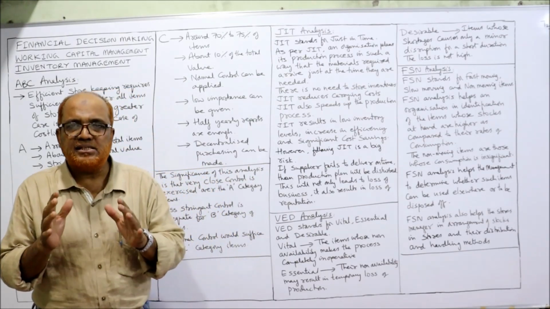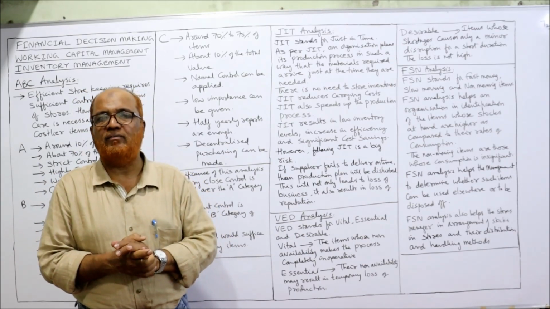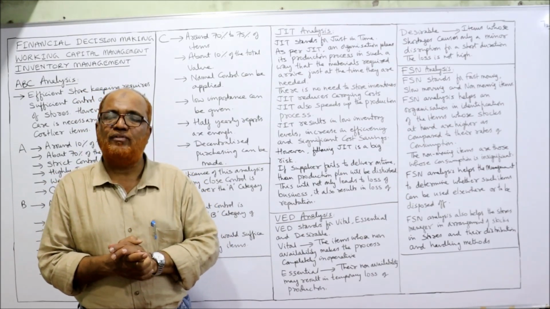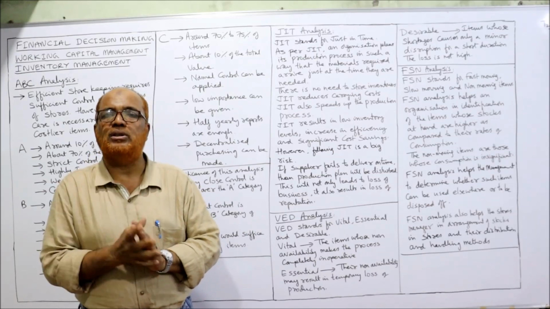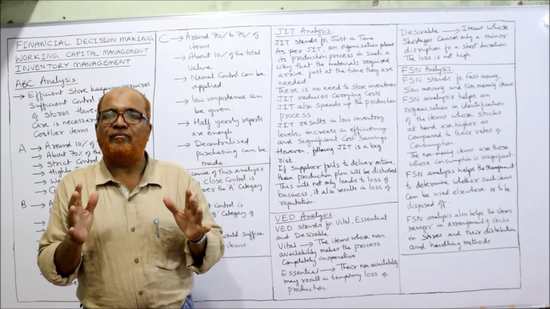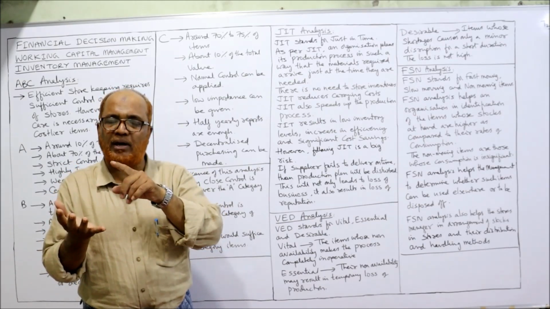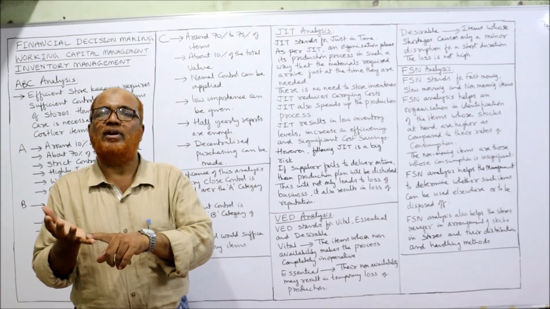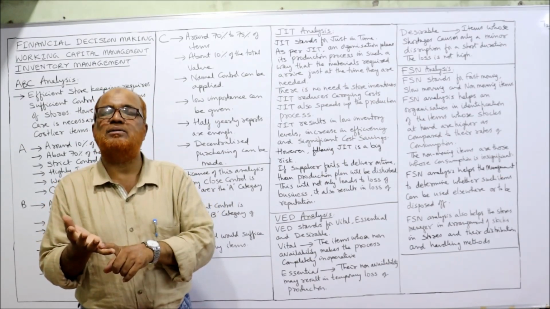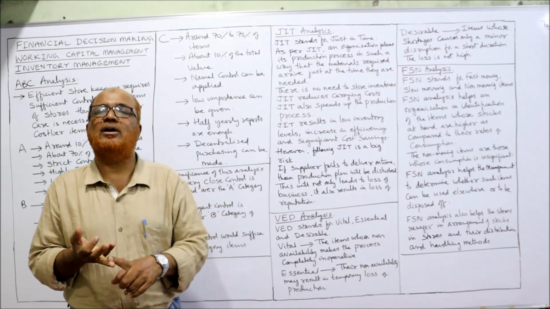That's all. This is the end of the complete theoretical part of inventory management. In the next video, I'm going to start the problems on working capital management. So far, I have prepared one video on working capital. What is working capital? What are the operating cycle or working capital cycle? What are the factors determining the working capital? What are the methods of estimating the working capital requirement?